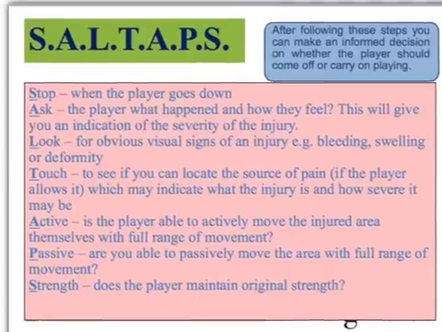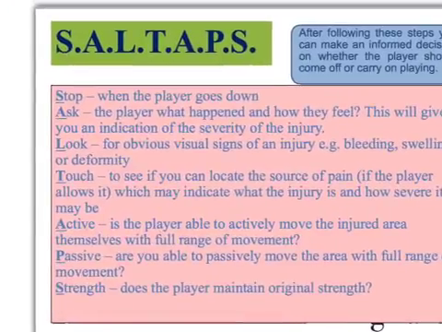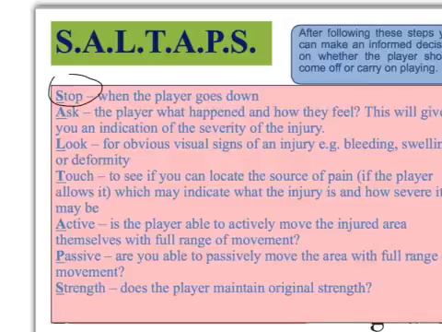So we use a thing called SALTAPS. Now the first thing we do is, if a player gets injured, we stop what we're doing. Very straightforward. If it's in the middle of a game and a player breaks their leg, we don't want to keep on playing around them. Next, we're going to ask them, how do you feel? What do you think might have happened?